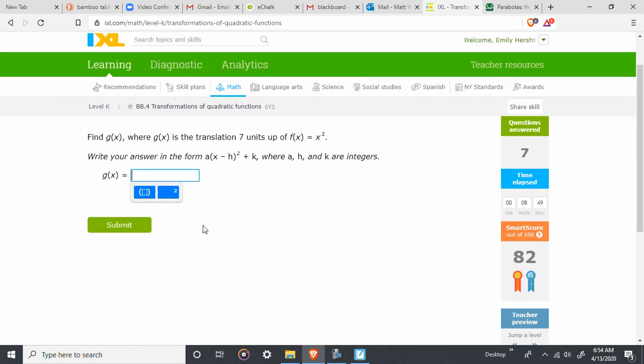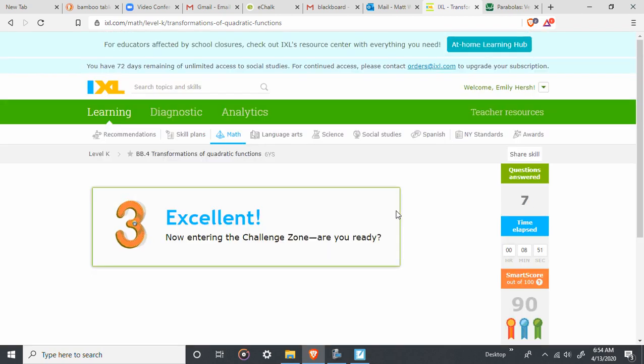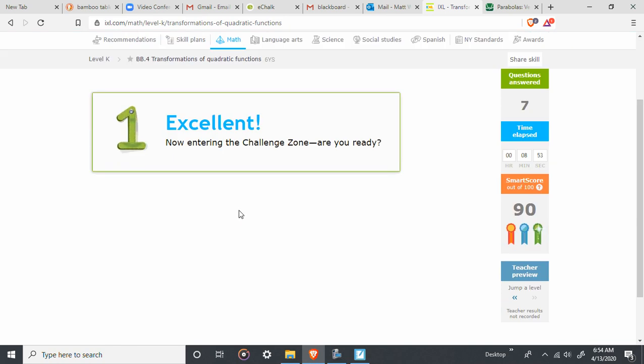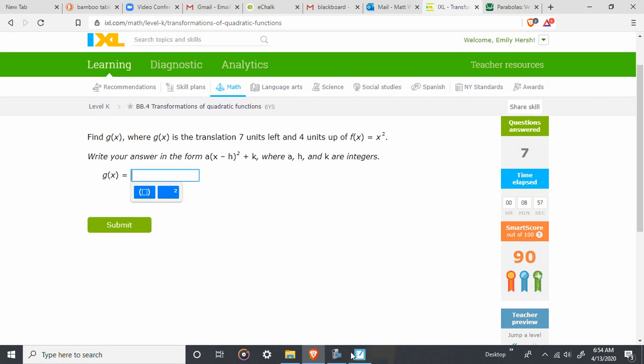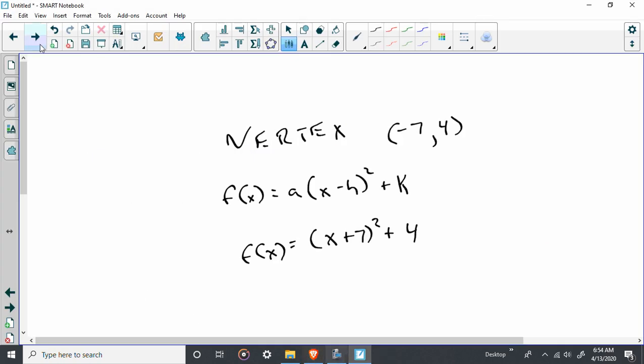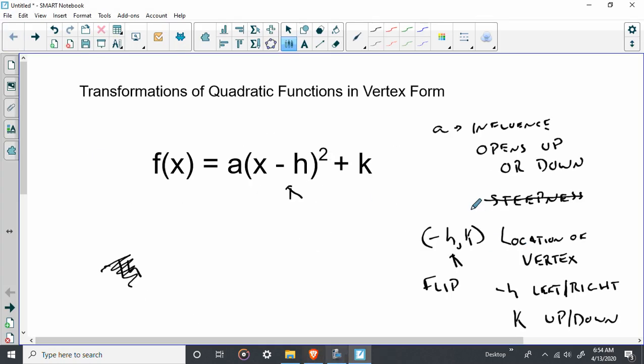Okay, so again, you guys should be able to take this. I'm going to go to the next level, and that's about it. Okay, those are the only types of questions they're really going to ask you. So how are you going to translate it? Again, h and k are going to give you the location of the vertex. Left and right is going to be h, just remember it's flipped, and k is going to be up and down.